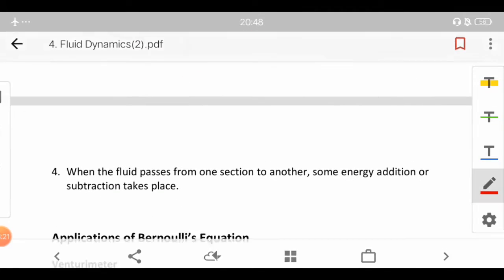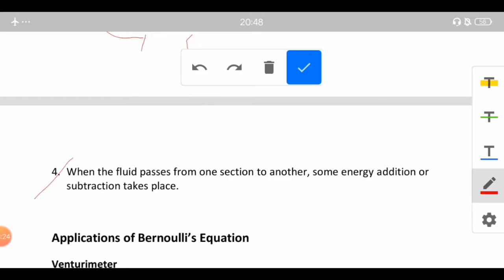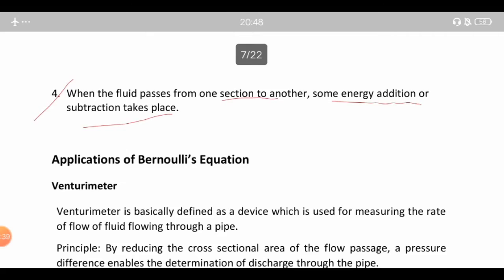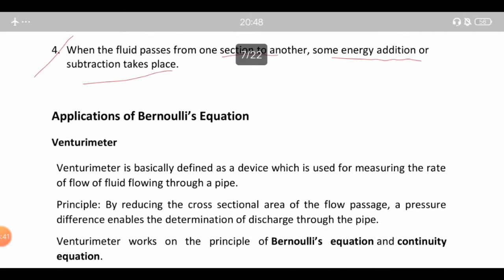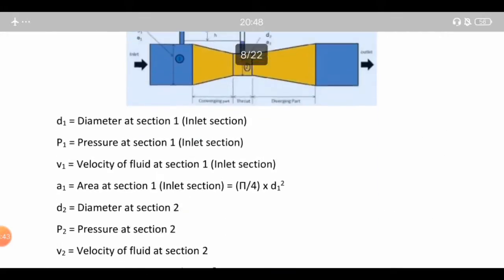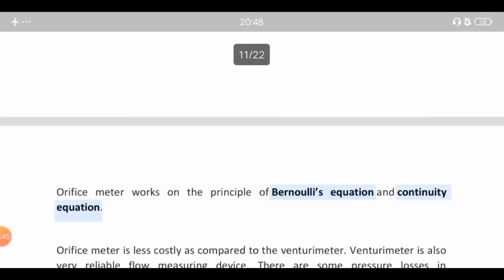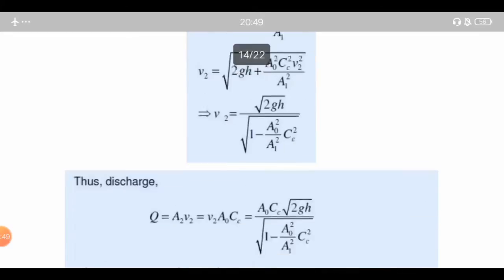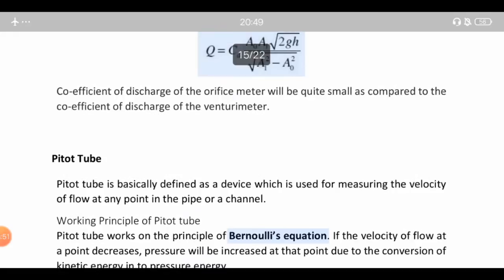And again, when the fluid passes from one section to another, some energy addition or subtraction takes place. So this was not considered by Bernoulli. But in spite of all these limitations, there are various applications of Bernoulli's equation. First is the Venturi meter, next is the orifice meter, and then we have the pitot tube.